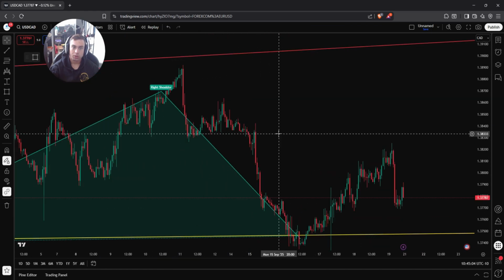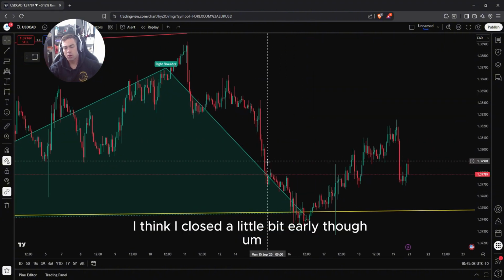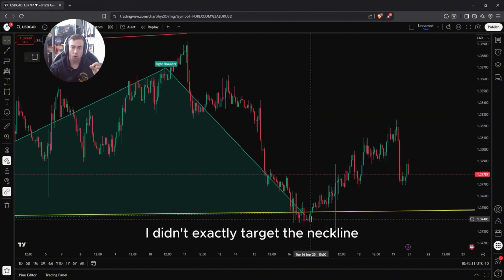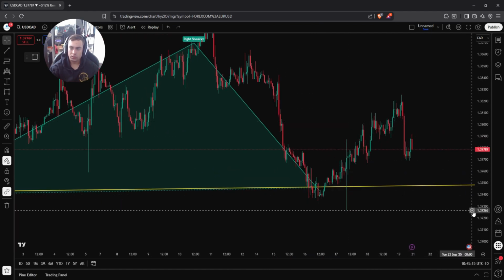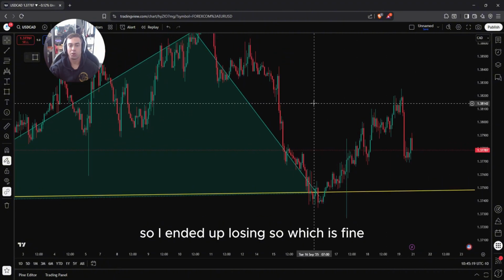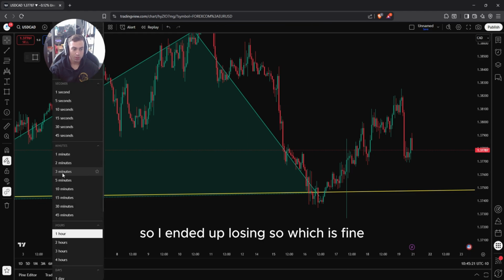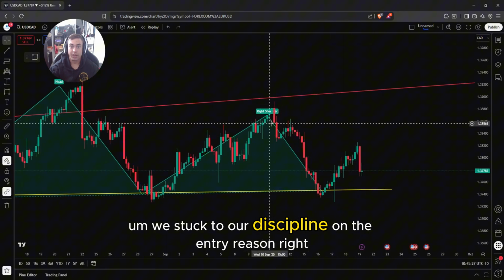So my target was the neckline. I think I closed a little bit early though. I didn't exactly target the neckline. I closed somewhere down here because I wasn't able to manage my position actively, so I ended up closing it. Which is fine. We still came out profitable. We stuck to our discipline on the entry reason, right?